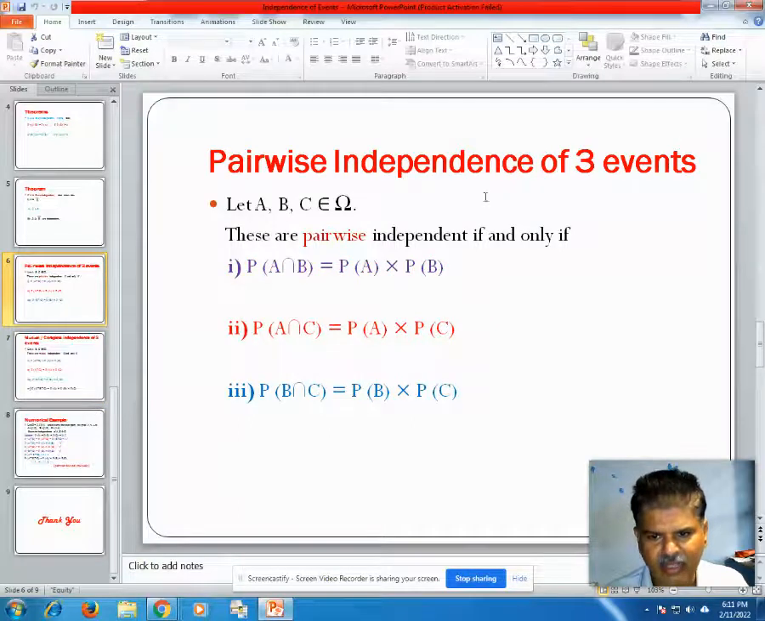For pairwise independence of three events, if A, B, C belong to omega, then we can say that these are pairwise independent if and only if these three conditions are satisfied. The first condition is P of A intersection B equal to P of A into P of B, P of A intersection C equal to P of A into P of C, and the third condition is P of B intersection C equal to P of B into P of C.